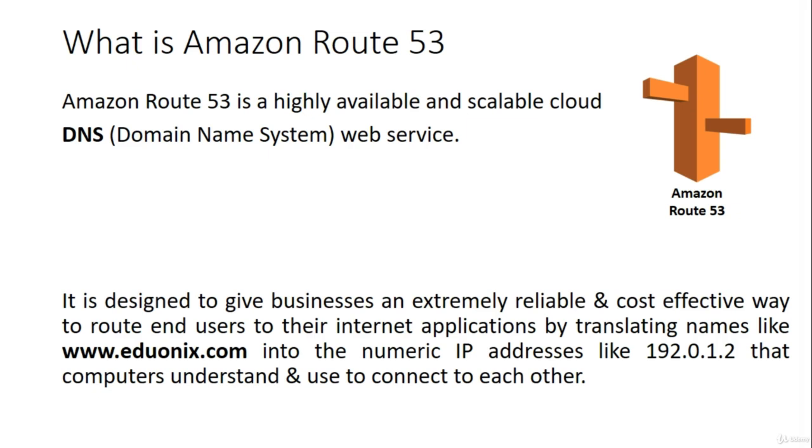Route 53 is designed to give businesses an extremely reliable and cost-effective way to route end users to their internet applications by translating names like www.avionics.com into the numeric IP address like 192.0.1.2. So it's just a sample. The IP can be anything that computers understand and use to connect to each other.